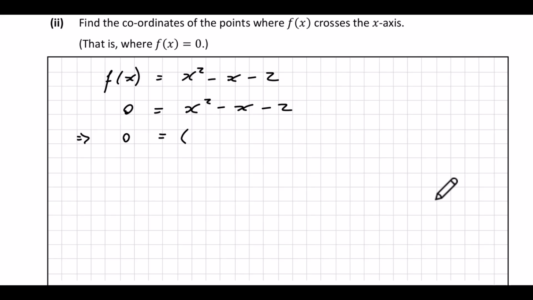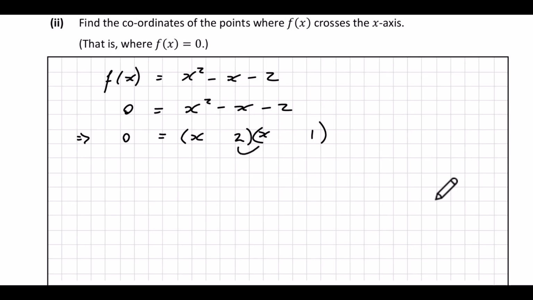So we're going to factorize it first. Take the x squared, well that's just going to be x times x. Take the 2, well there's only one possibility, 2 times 1. Now you've got to think about it, you've got to get minus 2 when you multiply these two here. So to get a minus, the two signs have to be different. So we need a plus minus or a minus plus. Well, we need a minus here.